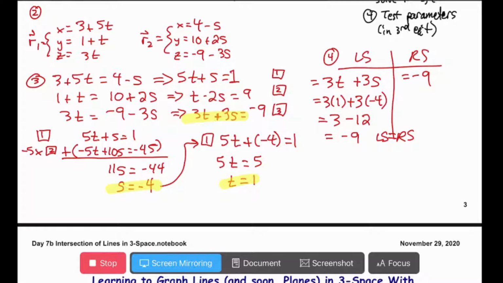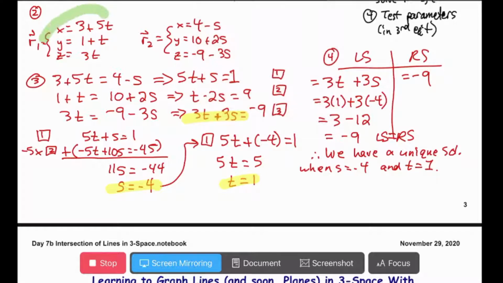So, therefore, we have a unique solution when s equals -4 and t equals 1. So we've proven that there is a solution. We just need to actually find it. So in order to find the value, we're going to take one of our sets of parametric equations. It doesn't matter which one.